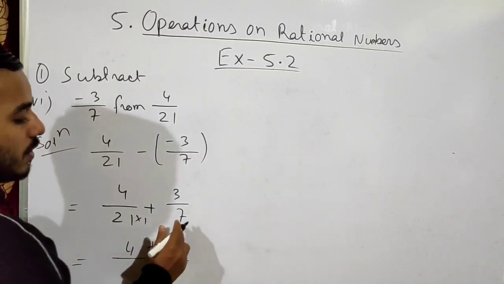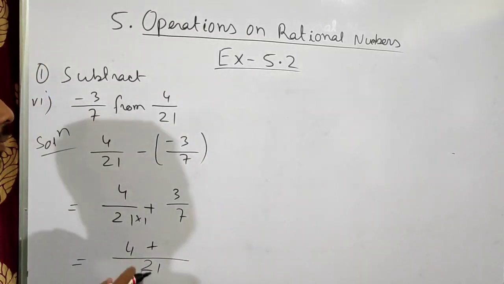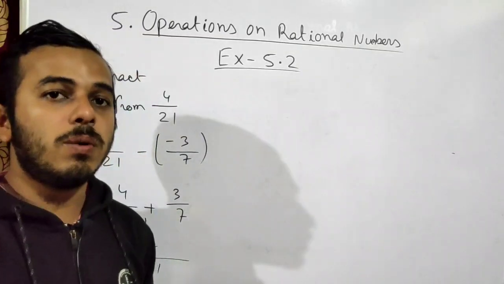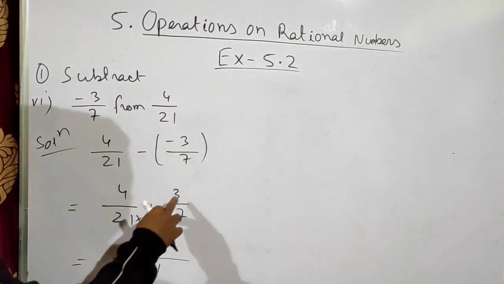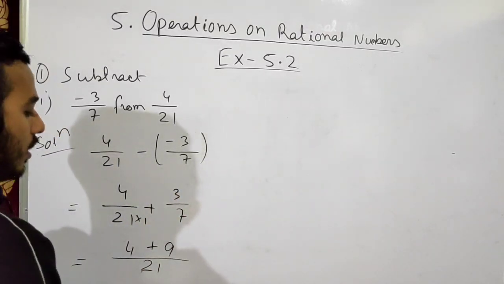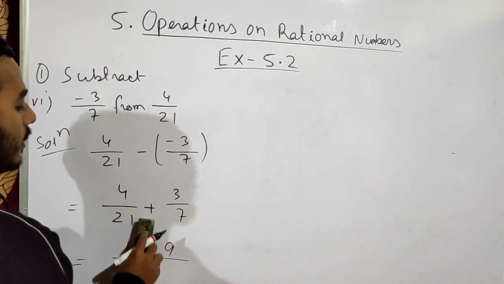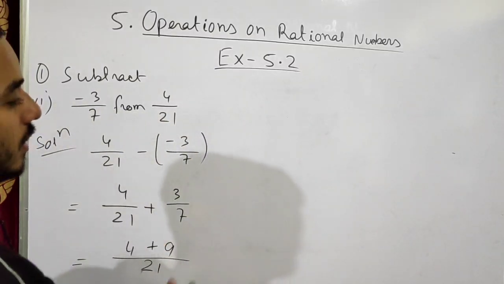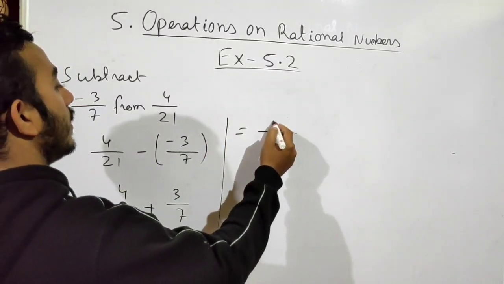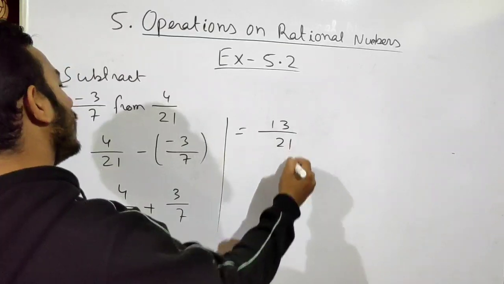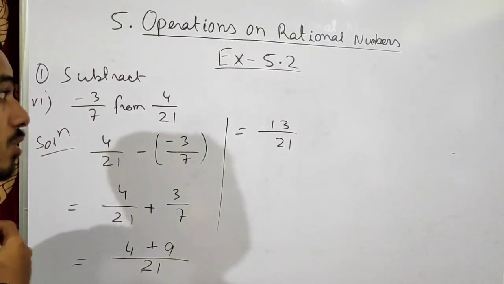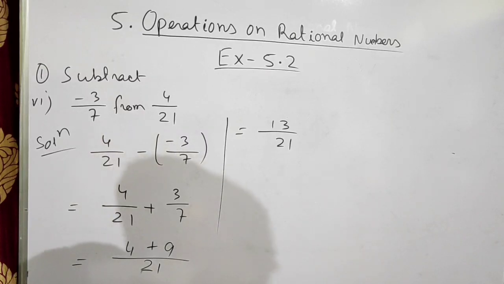Clear? And plus 7. I have to multiply which number with 7 to get 21? It's 3, isn't it? Because 7 into 3 is 21. Clear? So I have to multiply 3 with this also. 3 into 3 is 9. Okay? Clear? Now 4 plus 9 is what? 4 plus 9 is 13, isn't it? 13 by 21. I hope this is clear to you, right? How to subtract a rational number from another rational number. Okay.